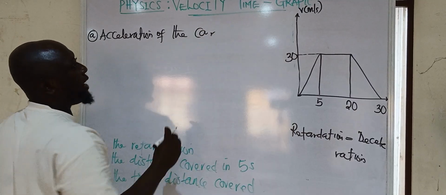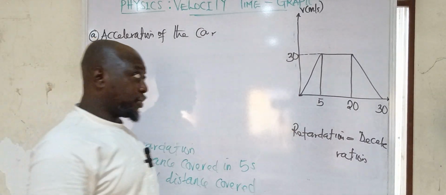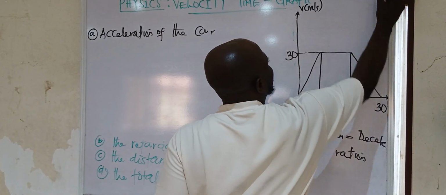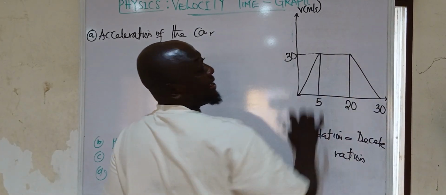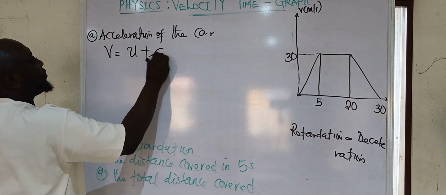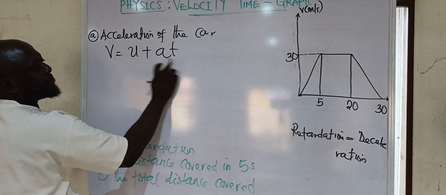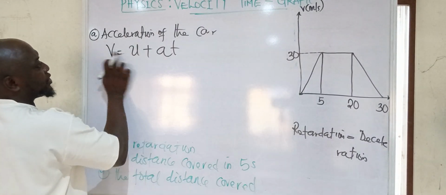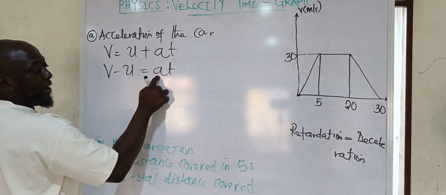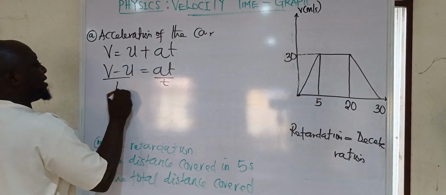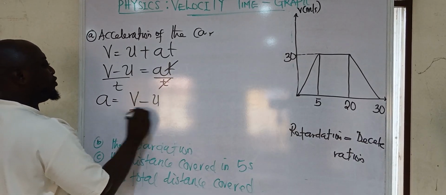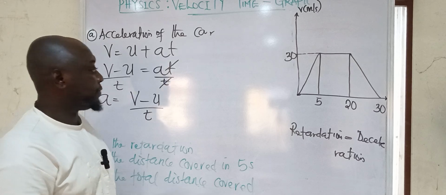Simple. You apply the formula. You go back to the equation of motion formula, which is V equals U plus AT. So we want to calculate A. Recall that V equals U plus AT. So let's make the formula simple. First, I'll take U to the other side, so I'm having V minus U equals AT. I'm looking for A, so I divide here by T, divide here by T, so that this takes care of this. A therefore becomes V minus U over T, because I'm looking for acceleration here.